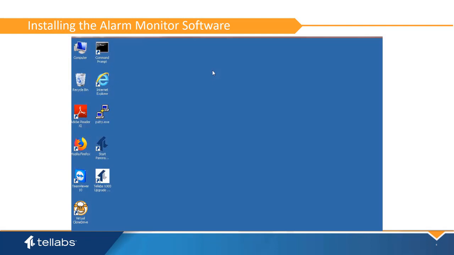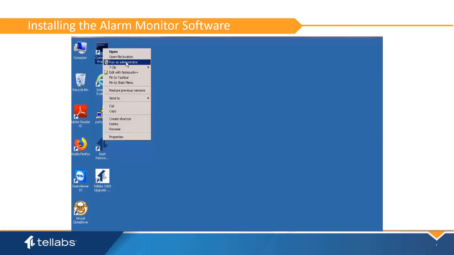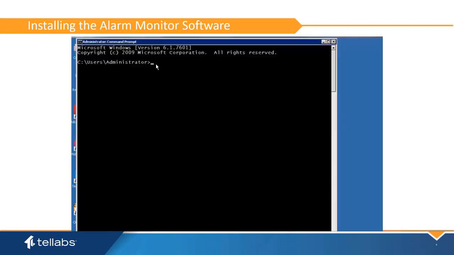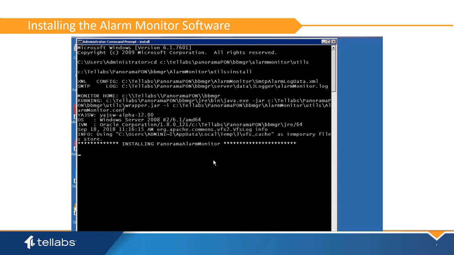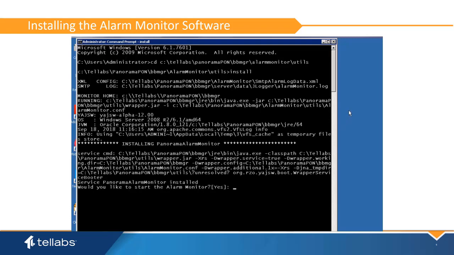Prior to use, the Alarm Monitor needs to be installed. To enable the Alarm Monitor, perform the following steps. First, open a Windows command shell with elevated privileges. Then change the directory to the EMS home/Alarm Monitor/Utilities UTILS. In this directory, execute the install.bat file. Once the software has been loaded, the application can be started.